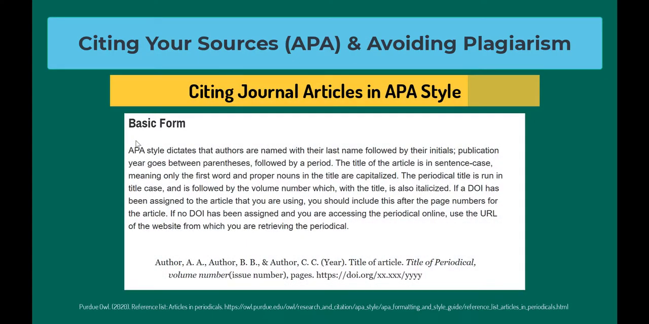A journal article citation will follow this format: author's last name, comma, first initial, period, the year of publication in parentheses followed by a period, the title of the article followed by a period, the title of the journal, which is italicized, followed by a comma, followed by the volume in which the article was published, which is also italicized, followed by the issue, in parentheses, followed by a comma, followed by the page numbers on which the article appeared. If you have a DOI, also known as a digital object identifier, you can include that after the page range. If not, just leave it out.